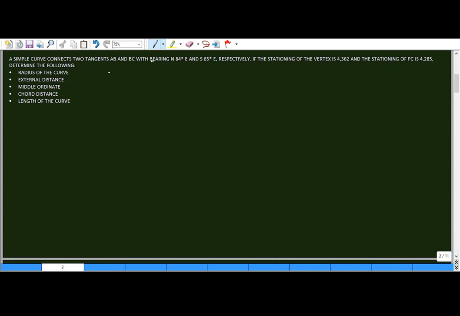So we have here two tangents, AB. Yung bearing ni AB, that is north 84 degrees east. So northeast, papunta siya doon. So let this be my tangent line A and B. Then from B to C, southeast naman. So ito ngayon yung aking BC.